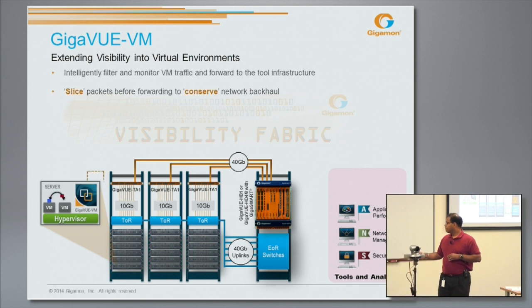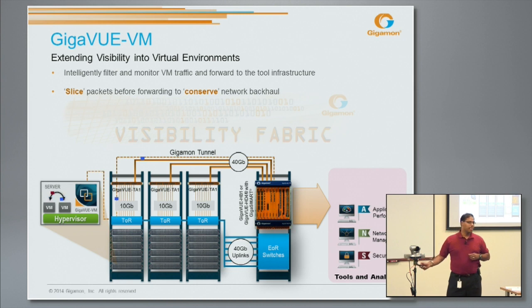What we do is drop a GigaVUE-VM into that server. We support VDS as well as Nexus 1KV as well as the virtual standard switch. So we actually do port mirrors on the vSwitch itself, get it into our appliance, and then do traffic slicing.